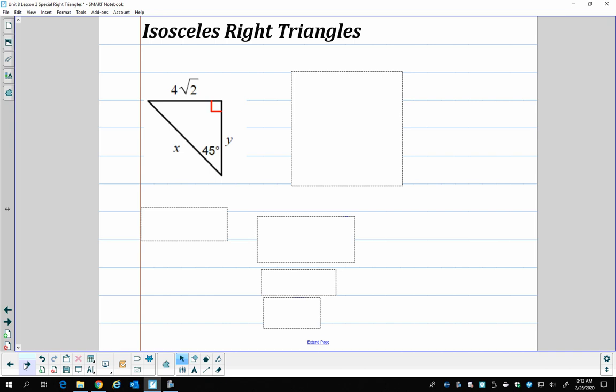Our first type of special right triangle is an isosceles right triangle. In an isosceles triangle, we have two sides that are the same length and two angles that are the same measure. So in this right triangle, I have one 45-degree angle. And because we know that all the angles add up to 90, we can determine that this other angle is 45 degrees. So I have a right triangle that has two angles that are congruent, and therefore these two sides across from those angles are congruent. My two legs in an isosceles right triangle are congruent. They're the same length.